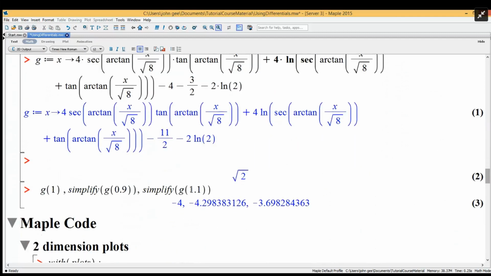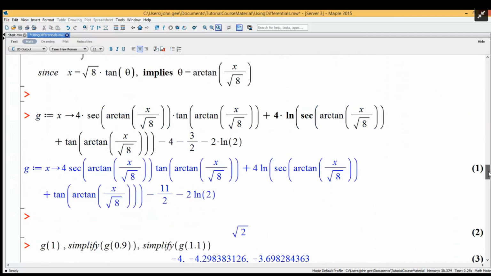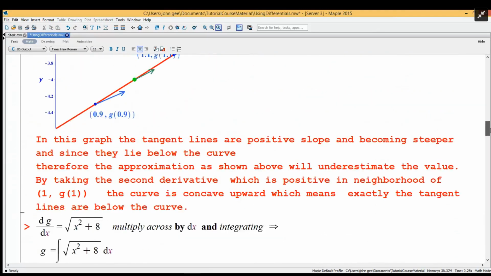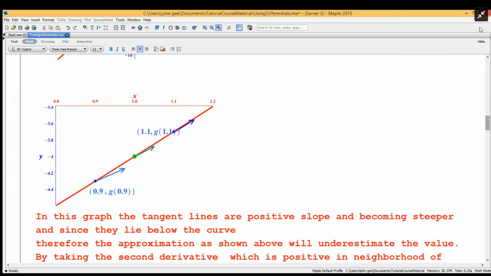So that allows us to evaluate g of 1, which is minus 4, g of 0.9, which is minus 4.29, and g of 1.1, which is minus 3.6. We needed that in order to get the graph, but the problem didn't ask us to find the graph. But anyway, I drew the graph here. And so that, in a nutshell, is the presentation.